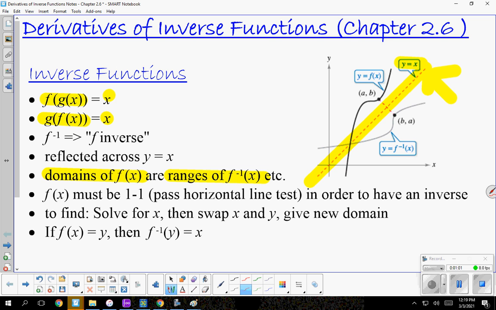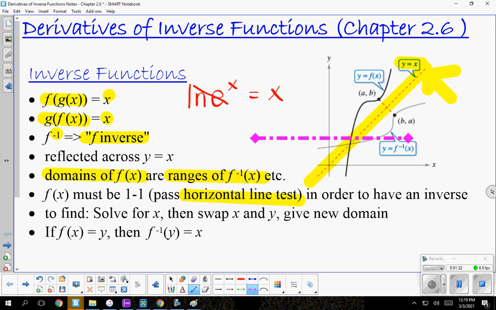So kind of like ln and e, we've seen those before. If I take the natural log of e to the x, it has to just equal x because they're inverse functions. Anyway, when we see this f to the negative first, we read that as f inverse, so don't think it means to the negative first power. We already talked about it being the reflection. In order to have an inverse function, it does have to pass the horizontal line test, which is just the opposite of the vertical line test. That means as long as it only crosses a horizontal line once, then it has an inverse.